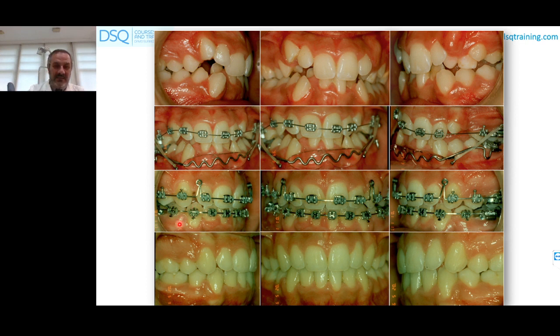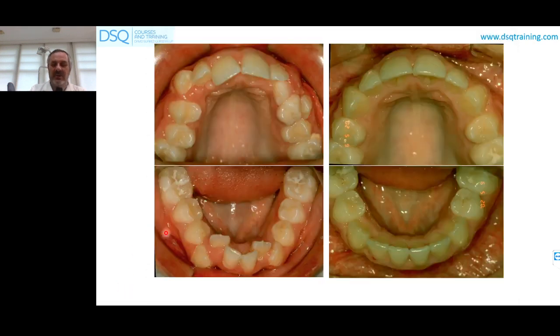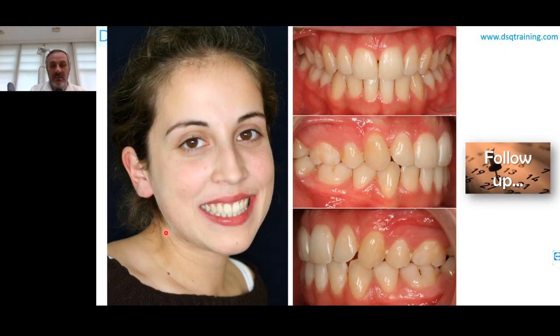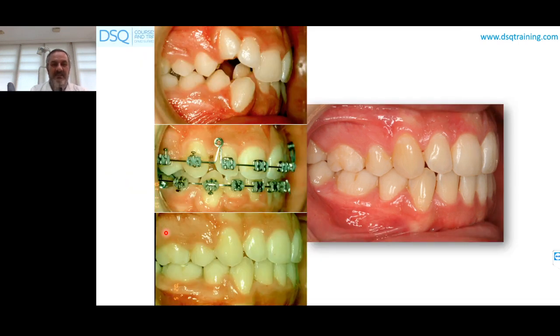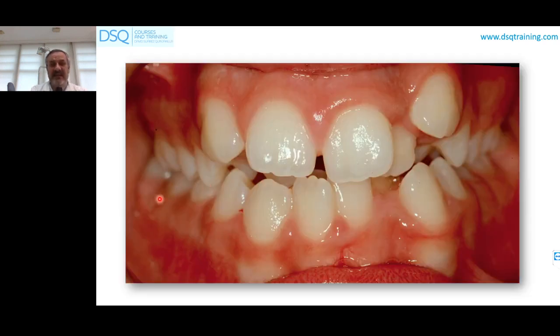I started to use the Scenery bracket on the canines and premolars, and remained with the conventional bracket on the upper incisors, like in this case, through the end of the treatment. I would like to show you cases with almost 5 years follow-up after finishing the treatment. You can see the patient's follow-up and, step by step, the use of the Scenery bracket many years ago.